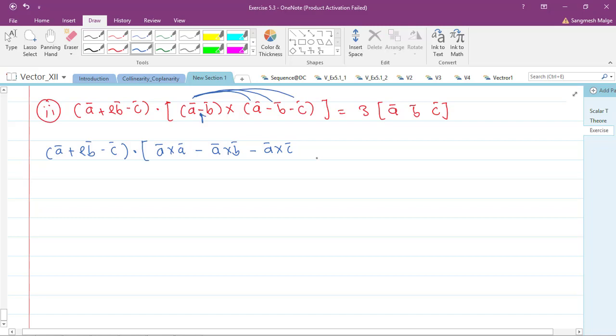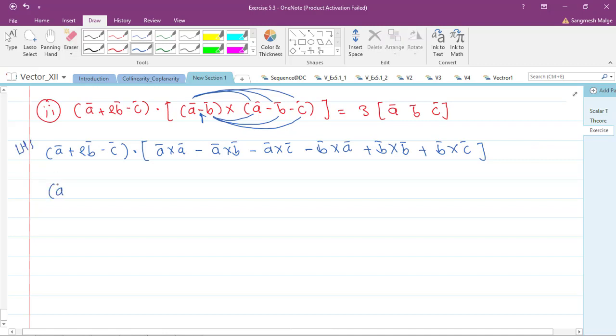So this negative sign, take this negative sign as it is. Now you go for this B bar cross A bar, B bar cross B bar and B bar cross C bar. So this is minus B bar cross A bar, then you have this minus minus plus B bar cross B bar, then you have this minus B bar cross minus C bar. So minus minus plus, so it becomes plus B bar cross C bar. Okay, I am taking the LHS. So this is our LHS part.